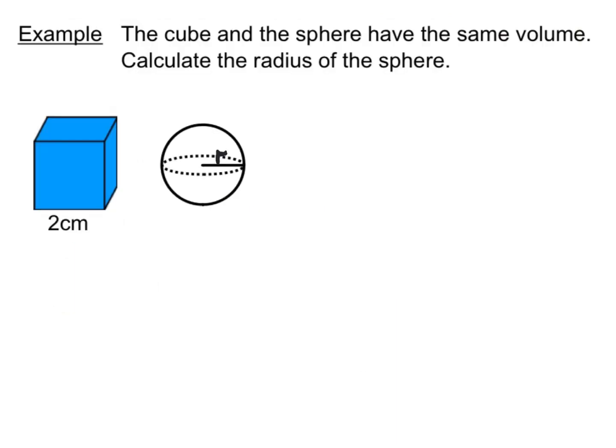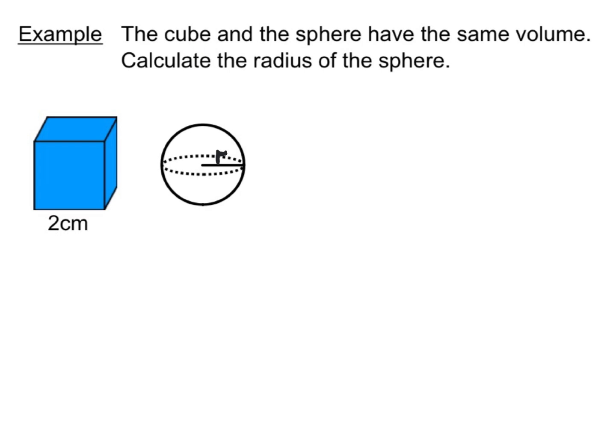In this example, we're given two shapes, a cube and a sphere, and we're told that they have the same volume. We're then asked to calculate the radius of the sphere. Now, to calculate the radius of the sphere, in other words, to find r, we would need to know what the volume is first of all.